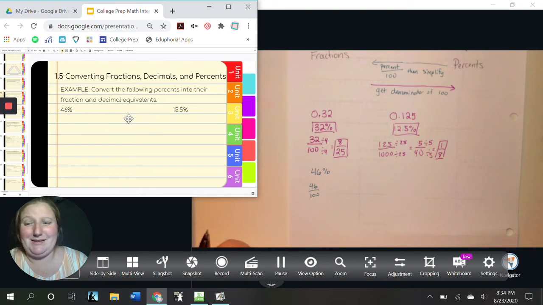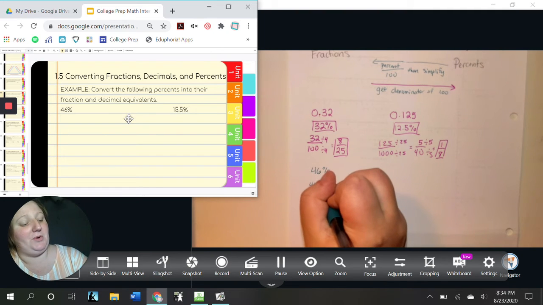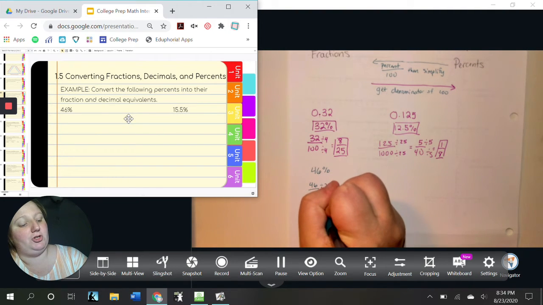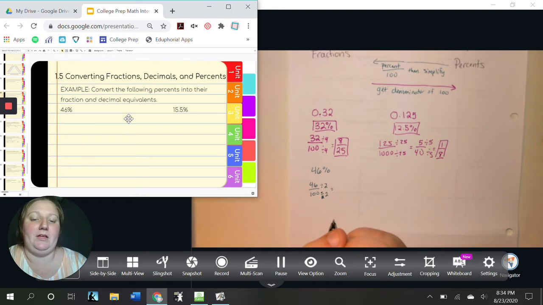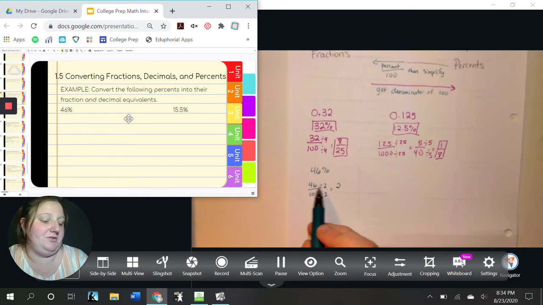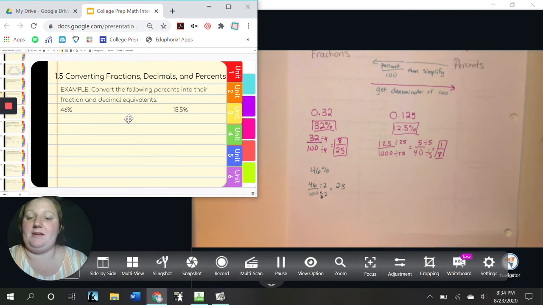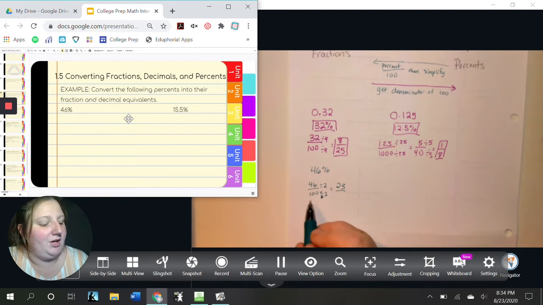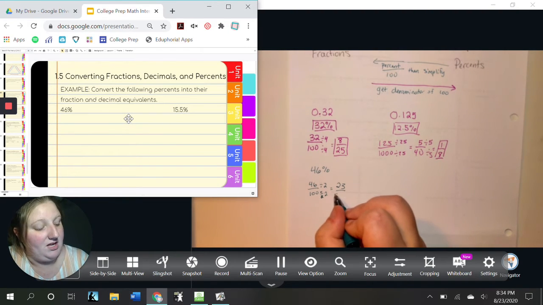And honestly, I have no idea what the greatest common factor of 46 and 100 is. So I'm going to start with 2 because they're both even numbers, and I know even numbers are always divisible by 2. 46 divided by 2 is, let me think, 2 goes into 4 two times, 2 goes into 6 three times, so 23. And then 100 divided by 2 is 50.